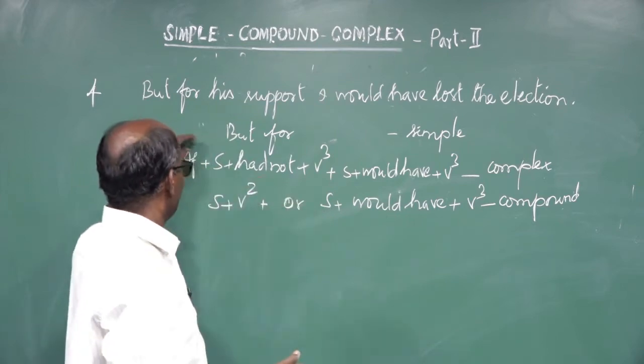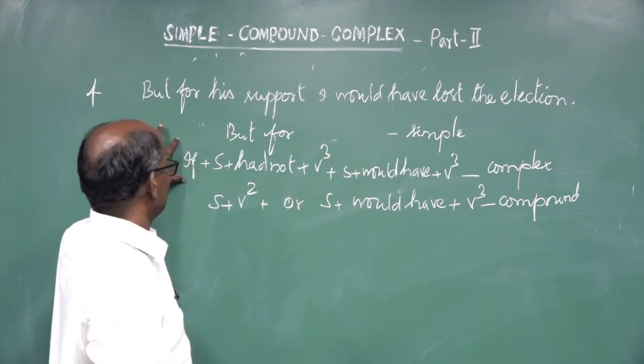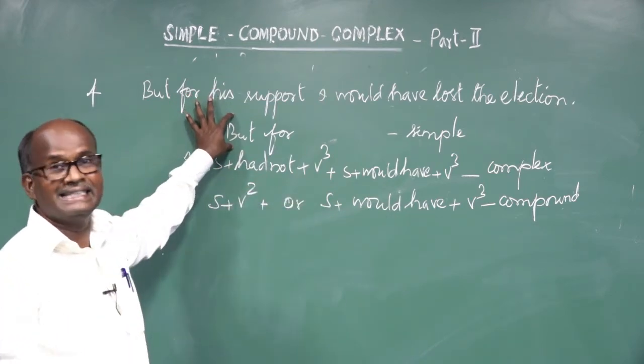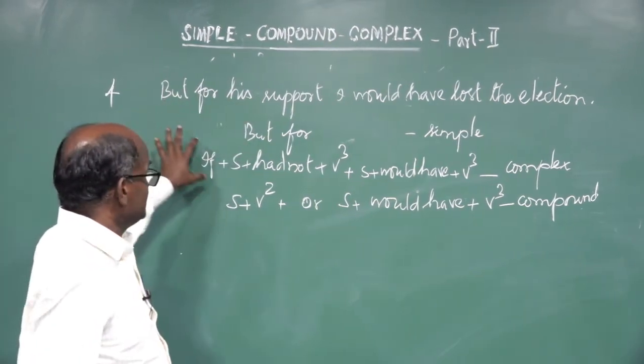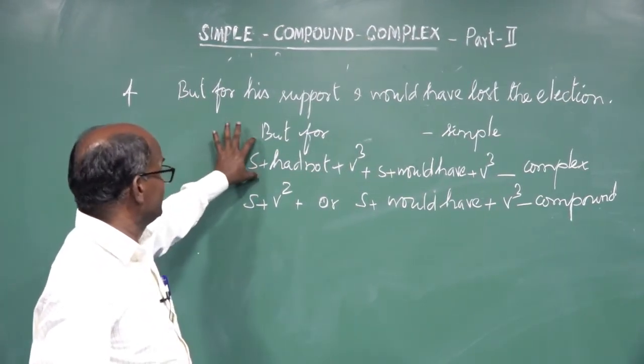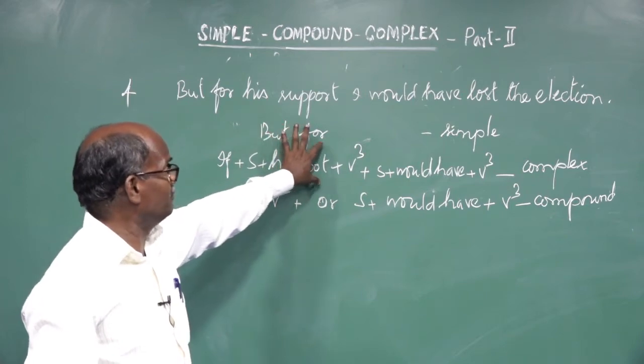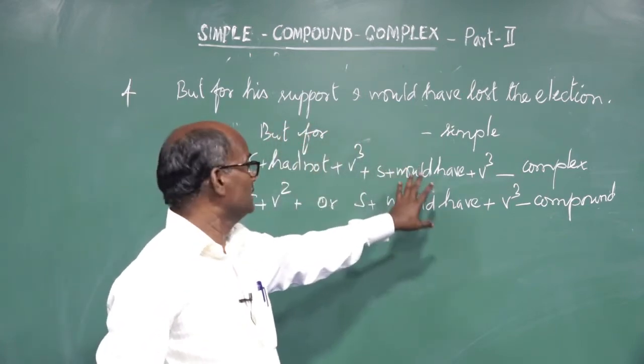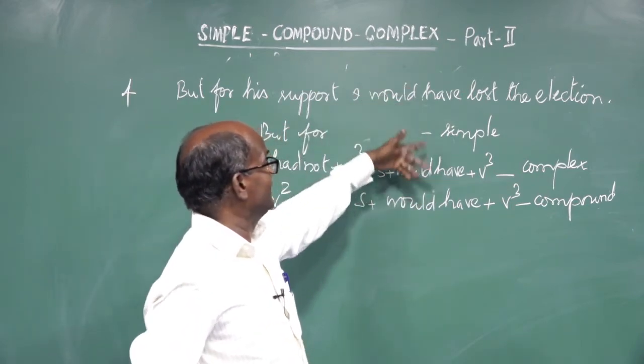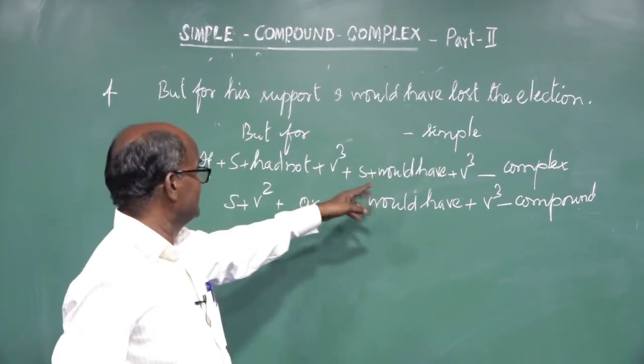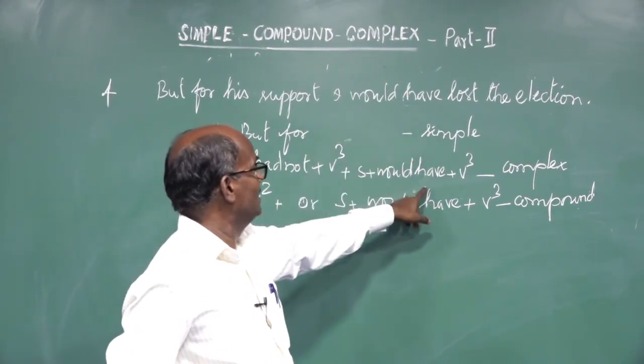That is the same as what we are going to write in the complex form. But for the simple, it should begin with if: if subject had not plus verb third form. Then you write as it is what is given there in the simple sentence. Subject plus would have plus verb.